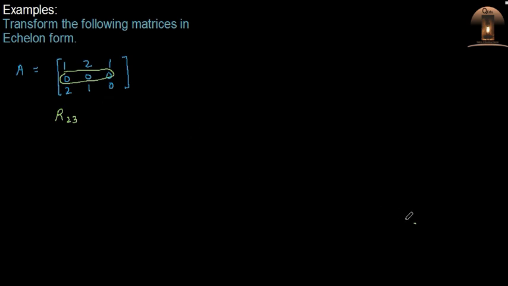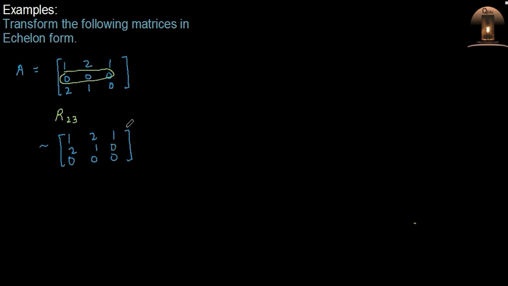and then that will be equal to the matrix with the elements 1 2 1 in the first row, 2 1 0 in the second row. This is the third row, which is now at the second row position, and the 0 row is now at the position of the third row. So this is after applying this elementary row operation.